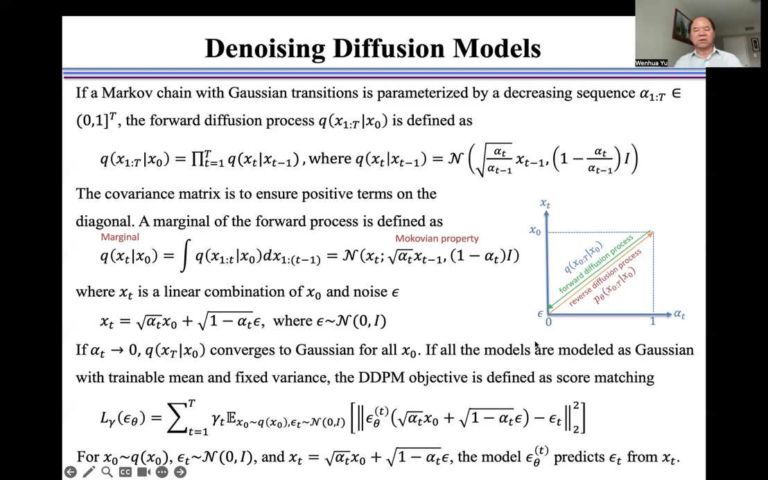If all the models are modeled as Gaussian with a trainable mean and fixed variance, the DDPM model objective is defined as a squared error matching, as shown here. For x0 sampled from q(x0), epsilon t sampled from a normal distribution, xt is computed from x0 and epsilon. The model predicts epsilon t from xt.